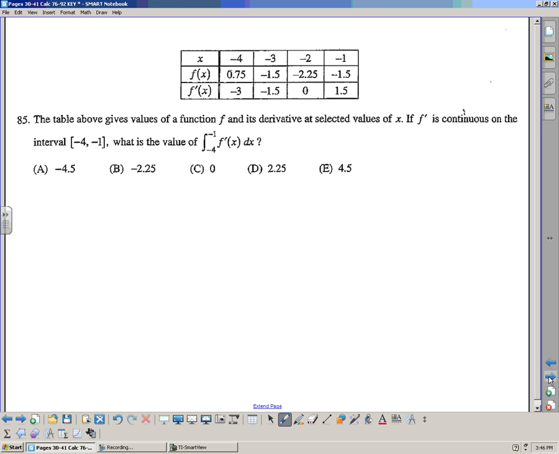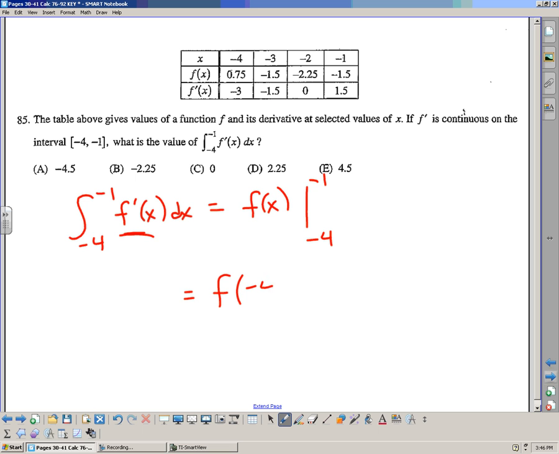Number 85, the table above gives values of a function f and its derivative at selected values of x. If f prime is continuous, what is the value of the integral from -4 to -1 of f prime of x dx? So we have this in terms of numbers. If we want to take the integral of the derivative, we find the antiderivative. But since it's f prime, the antiderivative is just f, the original function, evaluated from -4 to -1, which is f at -4 minus f at -1.